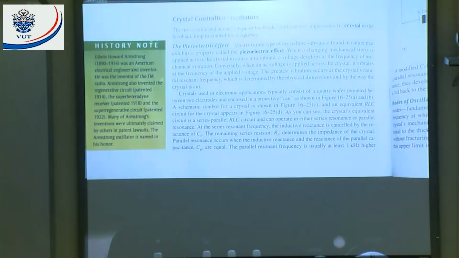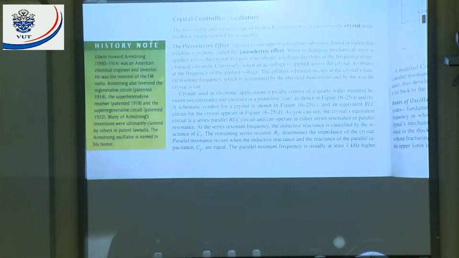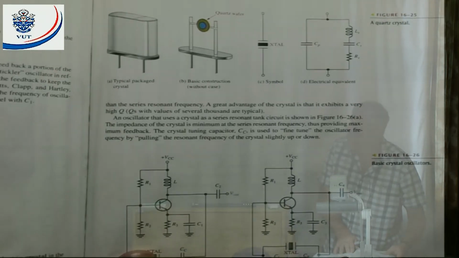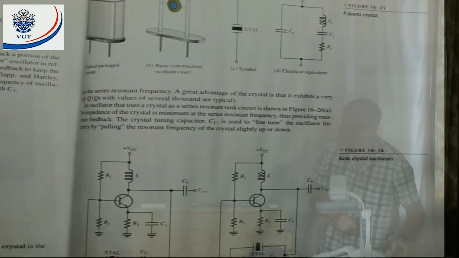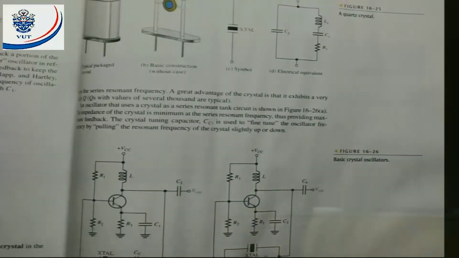The remaining series resistor RS determines the impedance of the crystal. The parallel resonance occurs when the inductive reactance and the reactance of the parallel capacitance CP are equal. The parallel resonant frequency is usually at least 1 kHz higher than the series resonant frequency.